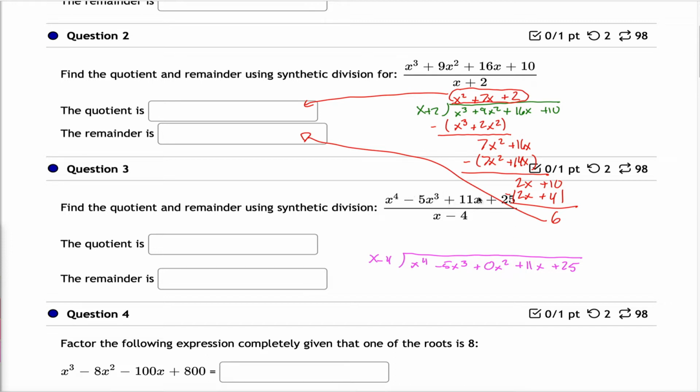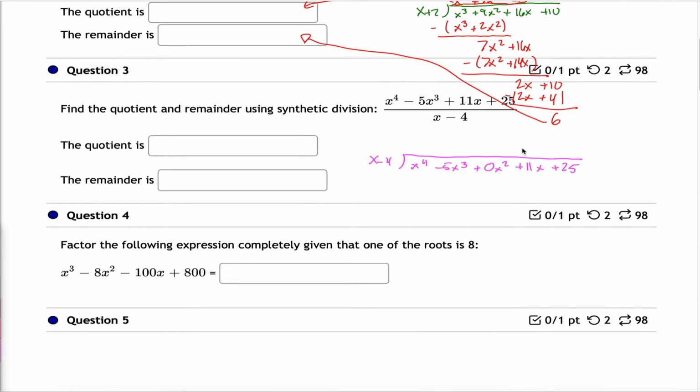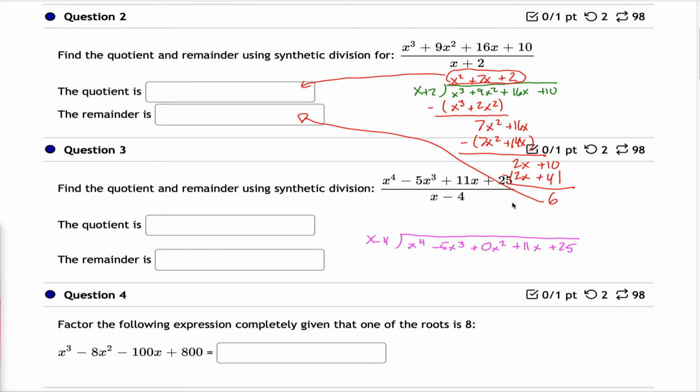4, 3, nothing, 1, 0. 3, 2, 1, 0. Great, I'm not missing anything here. 2, 1, 0. Great, not missing anything here. 4, 3, missing the 2, 1, 0. Since you're missing the 2, put in a 0x squared. And then just do the process exactly like you did up here. But by putting in that 0x squared, it'll make things line up easier for you.